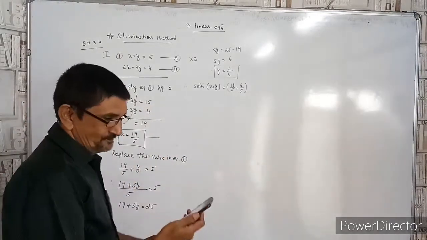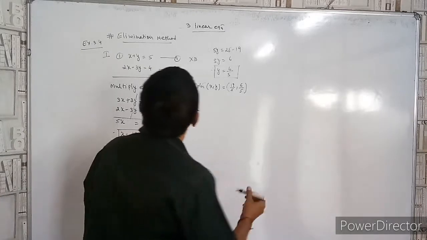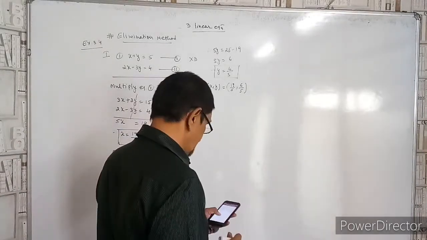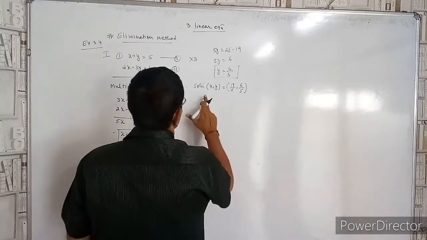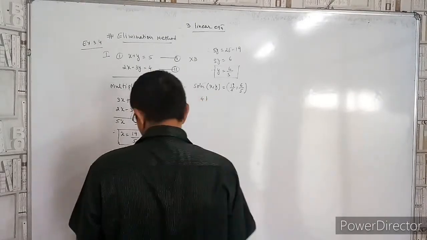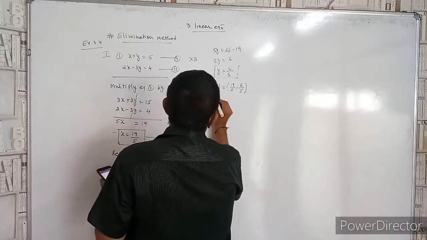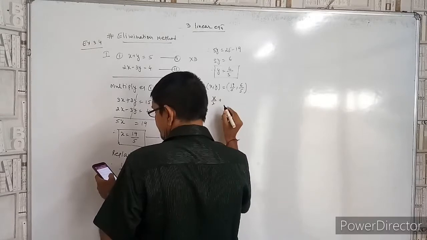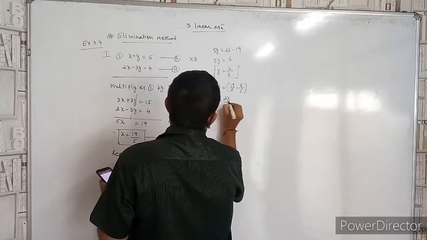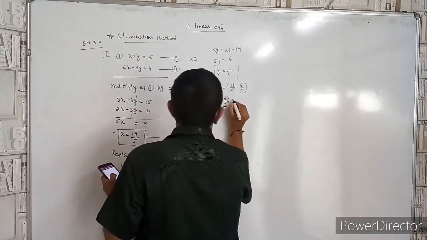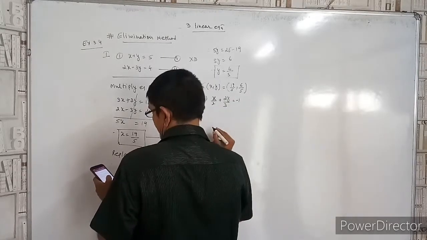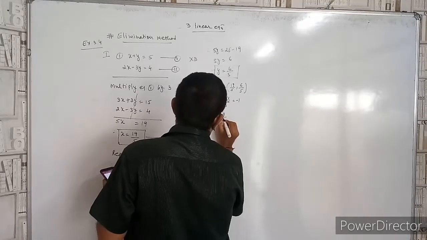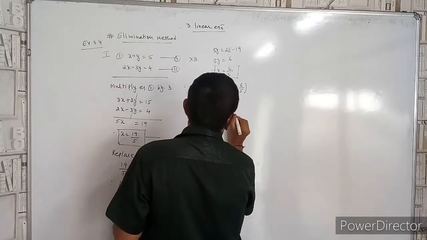Next question. Suppose we take the last one, the fourth, which is a little bit complicated. See, it is x by 2 plus 2y by 3 is equal to minus 1, and x minus y by 3 is equal to 3.